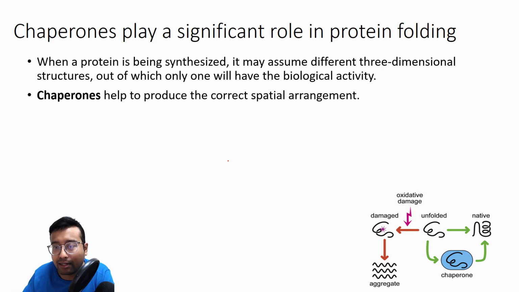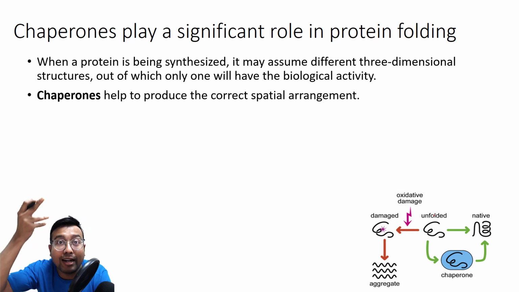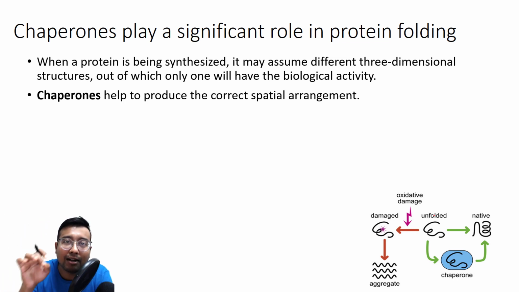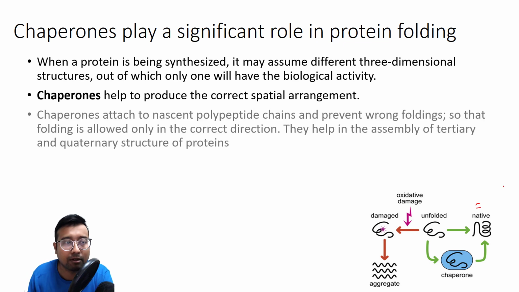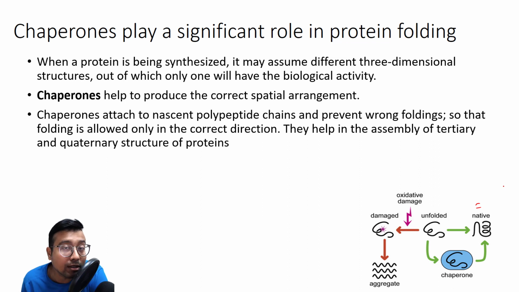You can see in the diagram, an unfolded protein may spontaneously fold into abnormal undesired structure, or it may undergo some damage in order to form some abnormal folds. But if chaperone is present, it helps the protein to fold into the native structure, right? So how does it do?